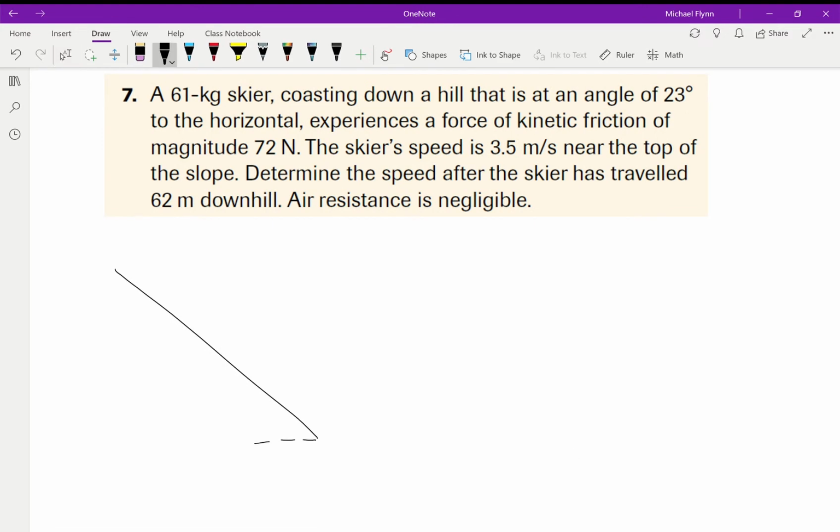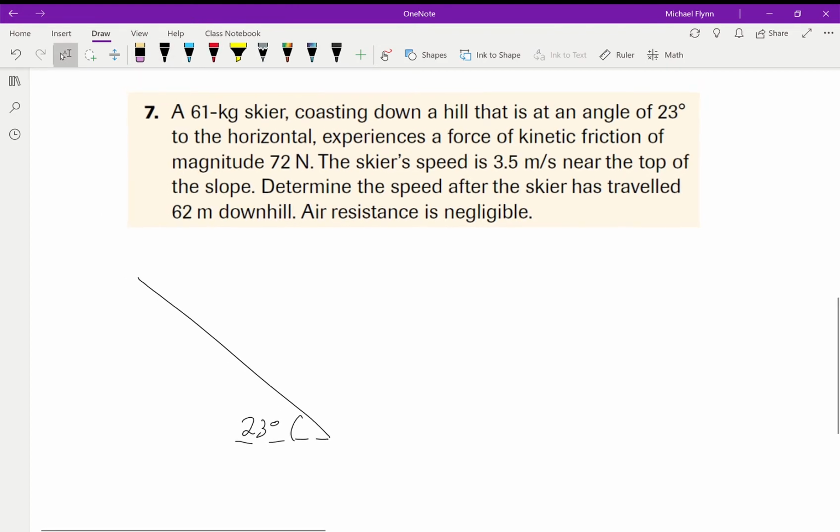So first of all, we know that is 23 degrees. Second of all, we know that this distance down the slope is 62 meters. And the skier is here at the top. Okay, there's your skier.